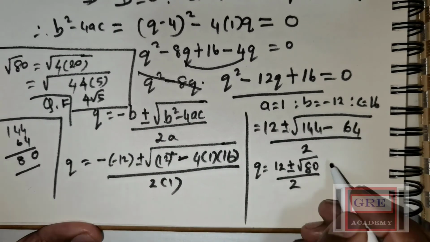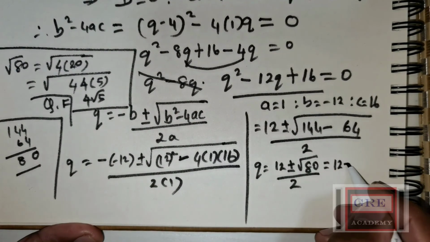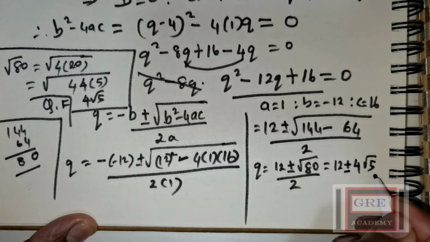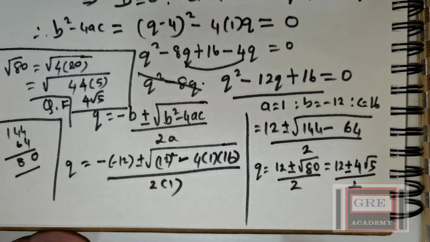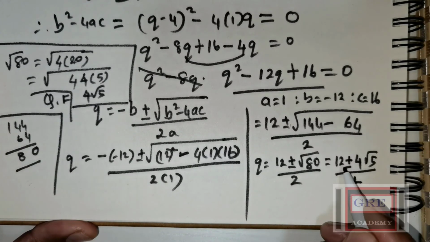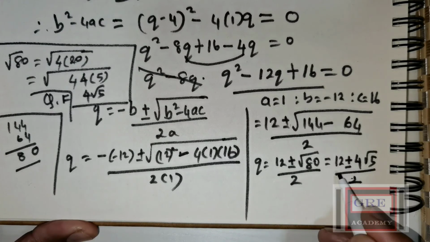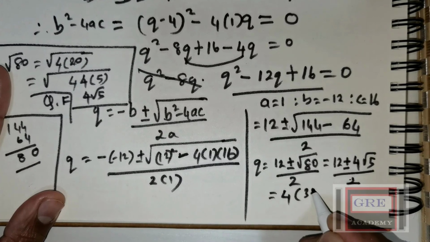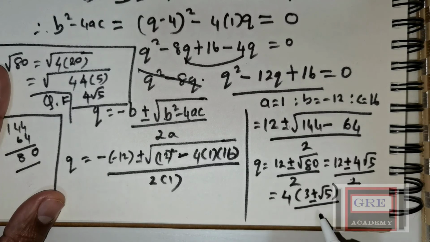So if I were to place that, this is going to be 12 plus or minus 4 times root 5, divided by 2. Now if you were to take the common factor as 4, then this is going to be 4 of (3 plus or minus root of 5), divided by 2.